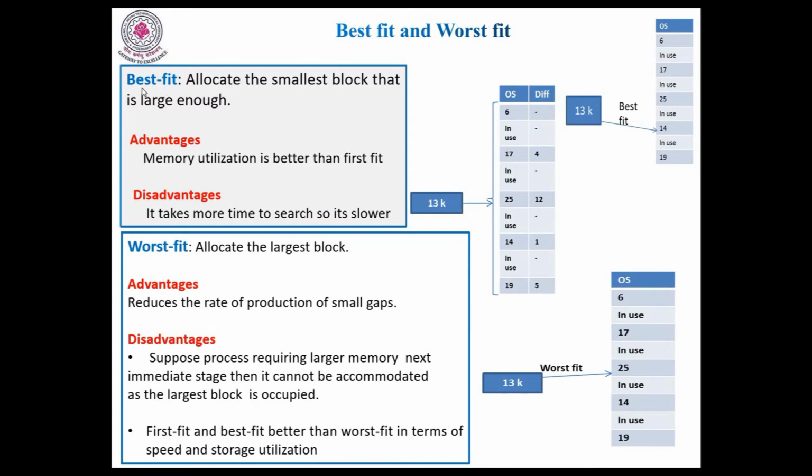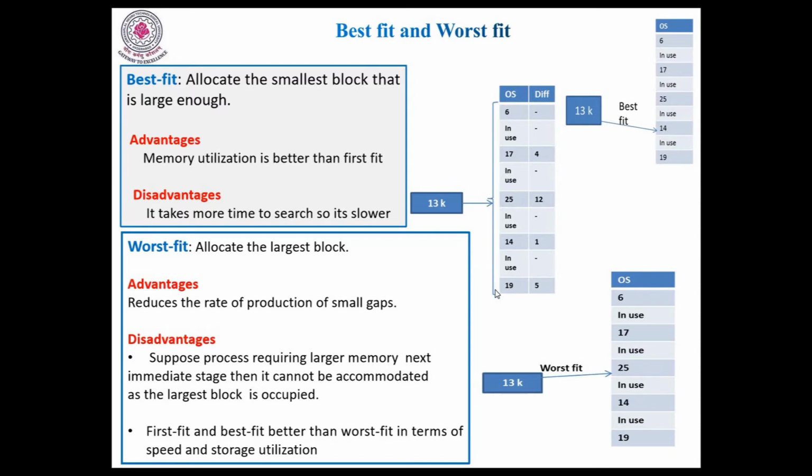So what is the definition? Allocate the smallest block that is large enough. So when I want to find the smallest block, that means an approximately equivalent block, then what should I do? I should scan the entire list. I should search the entire list.